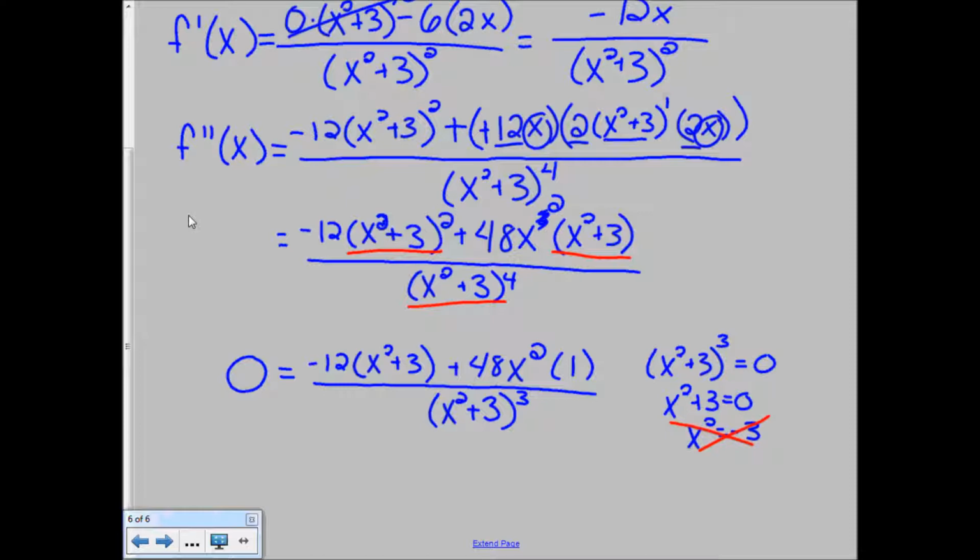So that means if we multiply both sides by x squared plus 3 all cubed to cancel with it in the denominator.